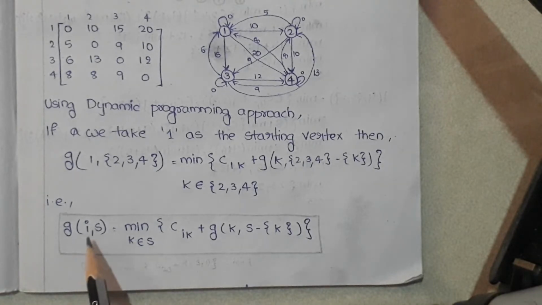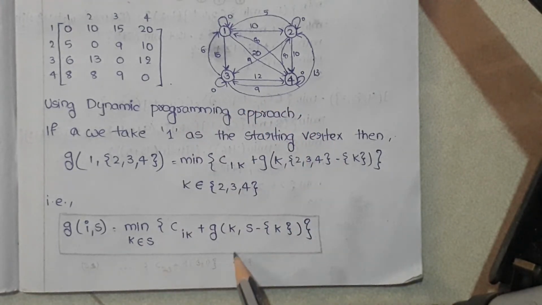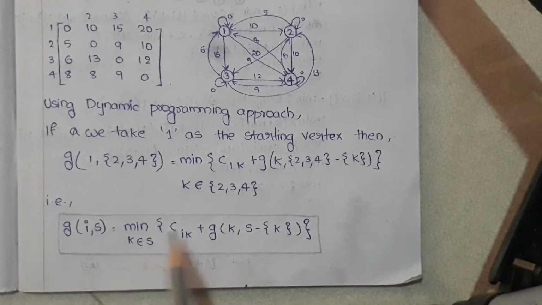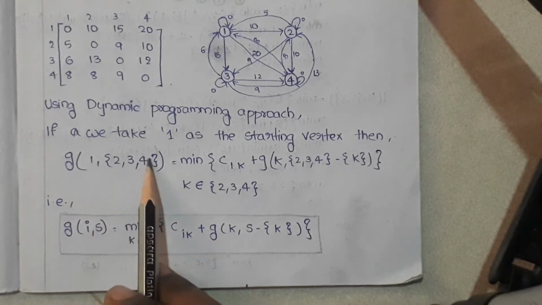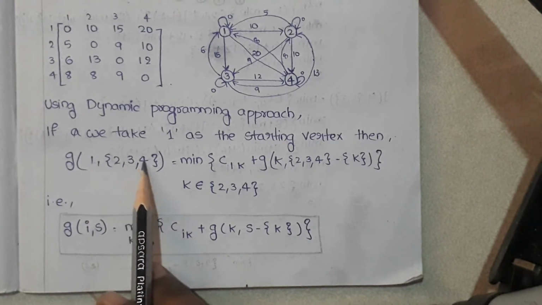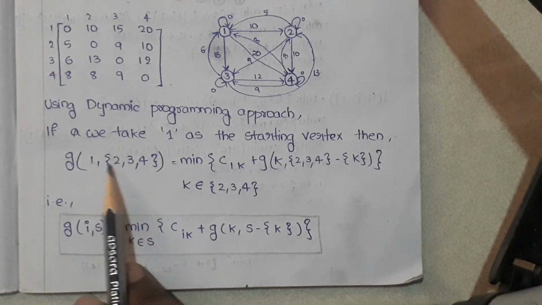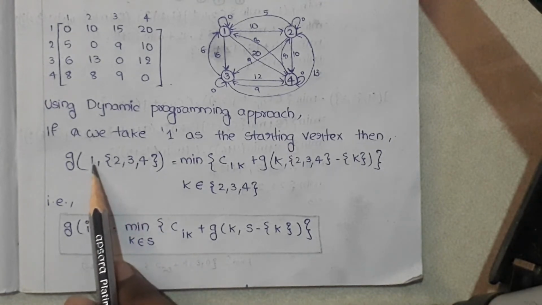So this is the formula of the dynamic programming approach for the traveling salesperson problem. This is the formula we are using. Let me explain this formula. How was this formula framed: G of 1 comma {2, 3, 4}, which means 1 is the initial node. From 1 we can travel to 2, 3, 4, either 2 or 3 or 4. We can travel to 3 different nodes. That's why these are the nodes which we can travel to. This is the initial starting node.